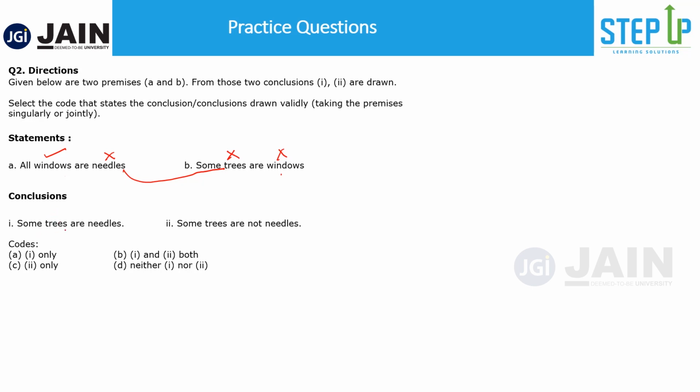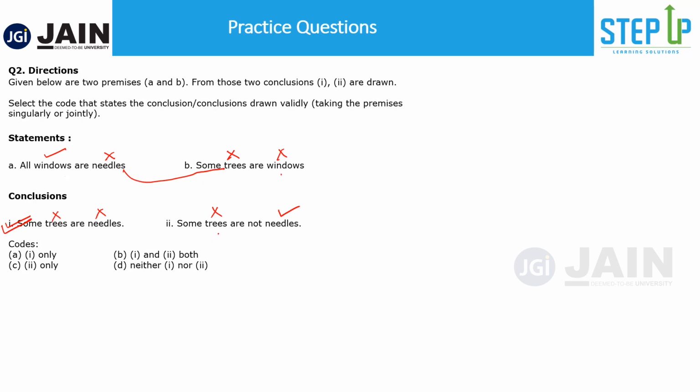Just remember this is of the format particular affirmative, that means this is like this, okay? And this is of the format particular negative, that means first is cross, second is tick. And now let's see if both can be drawn. Can this be drawn? Because trees and needles, and both are not distributed, that means yes, we can safely say this can be drawn. But can this be drawn?